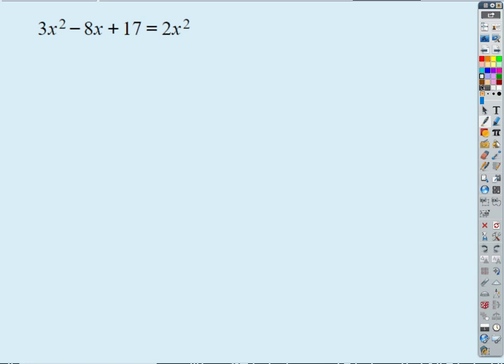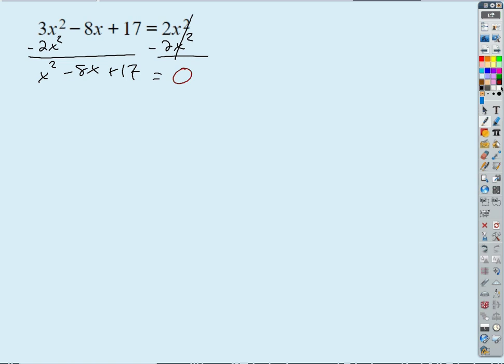So, what do we do first? Subtract 2x squared. Good. So what's the advantage of that? What am I getting on the right side? 0, which is what I want, right? I want 0 on the right side. On the left side, what's 3x squared minus 2x squared? Good. Minus 8x plus 17.